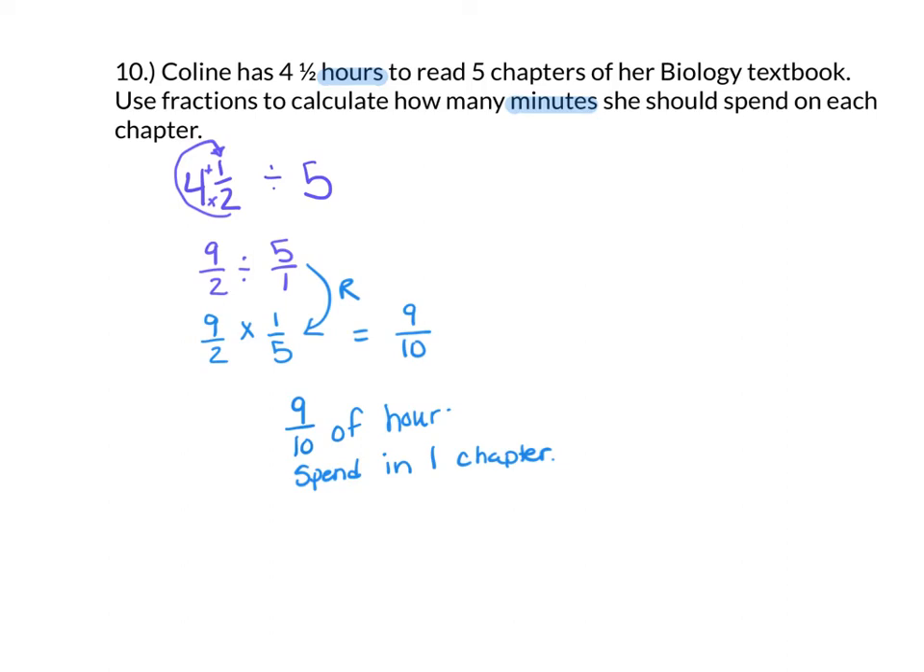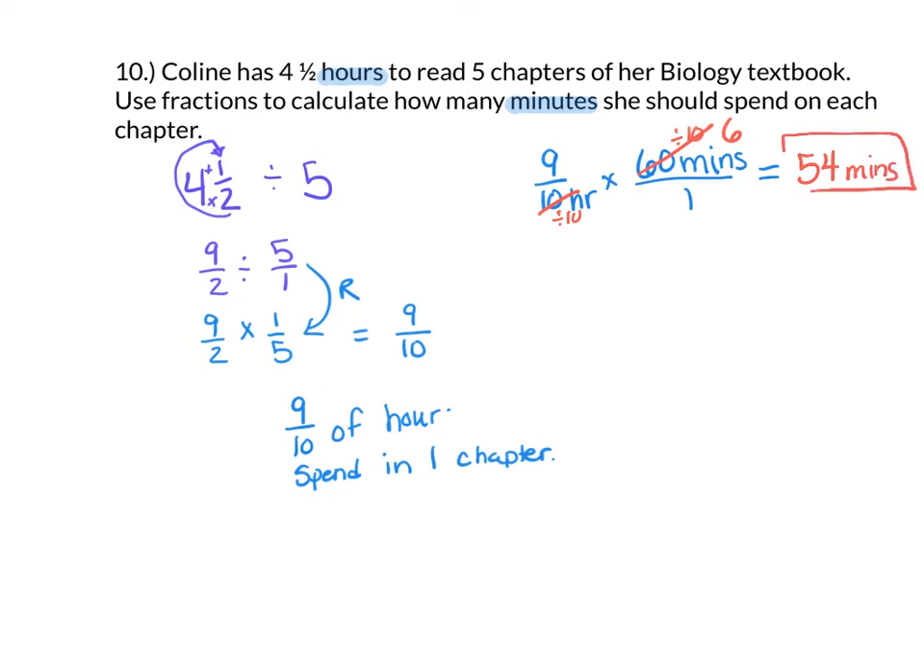However, we want to know how many minutes. So I need to change 9/10 of an hour to minutes. So I have this 9/10 of an hour, and I need to change it to minutes. So how many minutes are there in an hour? That would be 60 minutes. So then I would multiply the 60 times that. And I'm going to go ahead and simplify. So divide this by 10. So I'd get 6. So then I would get 9 times 6, which is 54 minutes. And that seems about right. 54 minutes seems like 9/10 of an hour.